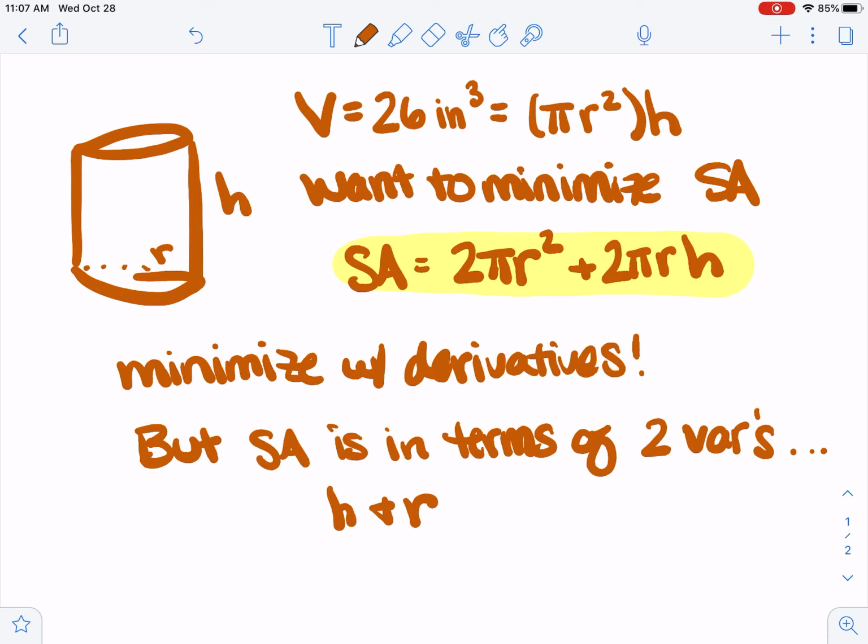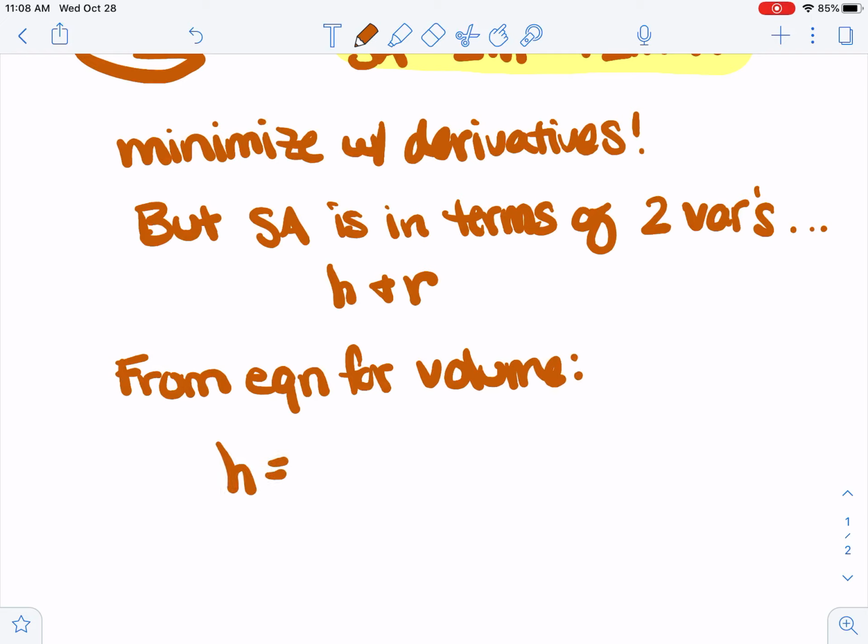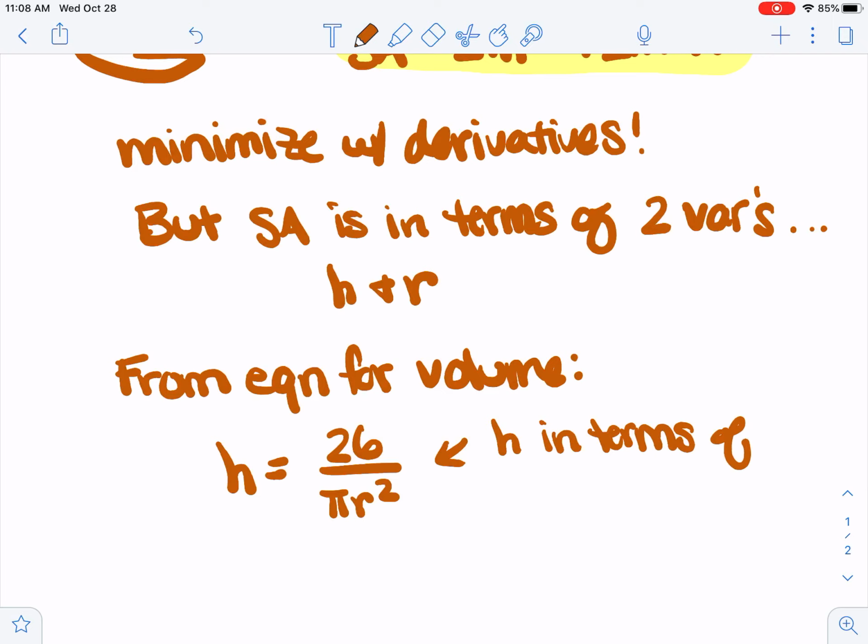This is single variable calculus. We have dealt with functions of one variable and taking derivatives and optimizing functions of one variable. And now we have a function of two variables, and that is where the volume comes into play. From the equation for the volume, we have h equals 26 over pi r squared. So we have h in terms of r, right? That's what this is. This is h in terms of r.